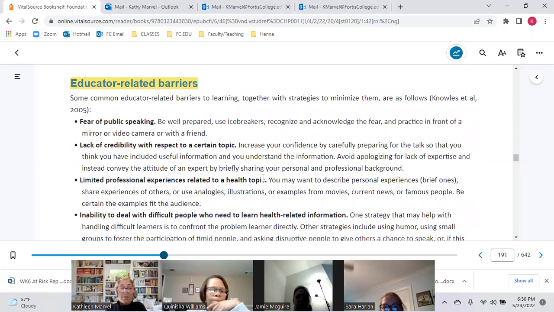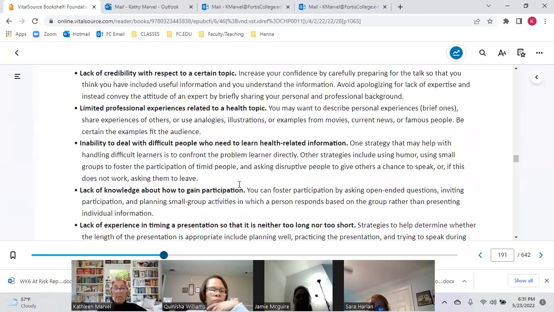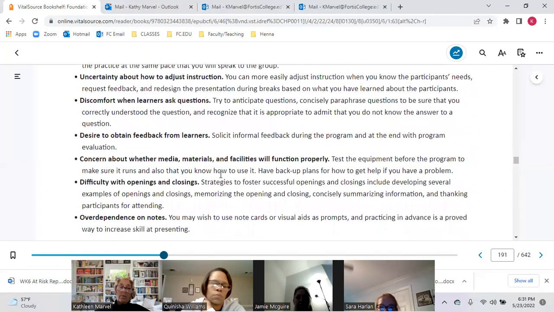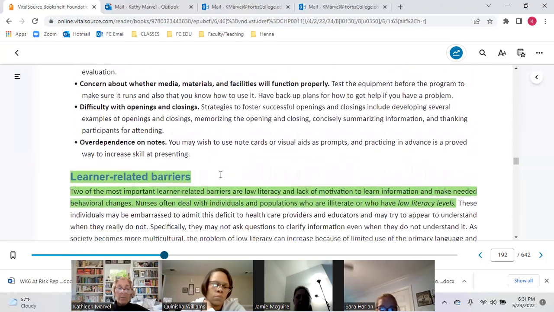So some educator related barriers. Let's say we're putting it on, right? Do we have a fear of public speaking? Do we lack credibility with a certain topic? Do we lack professional experience? How do we deal with difficult people in our group? What if we don't have a lot of experience and we don't really know how to pull everybody together? Is the instructor uncomfortable when somebody asks questions?